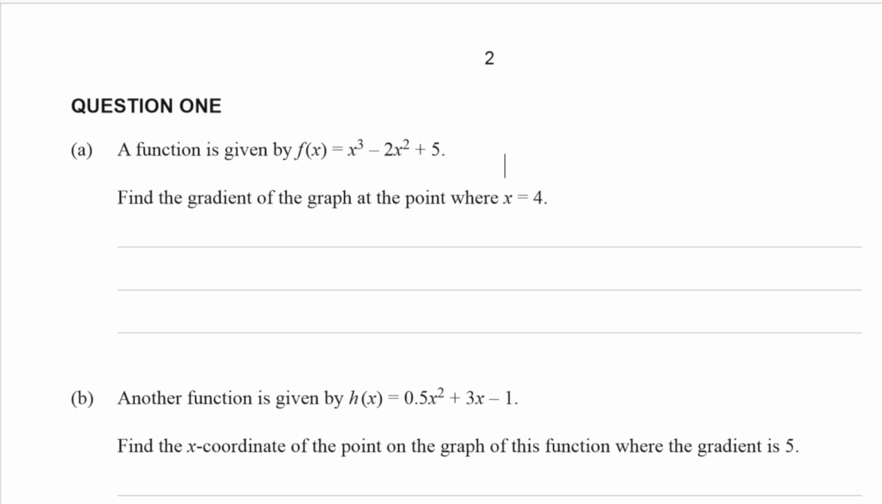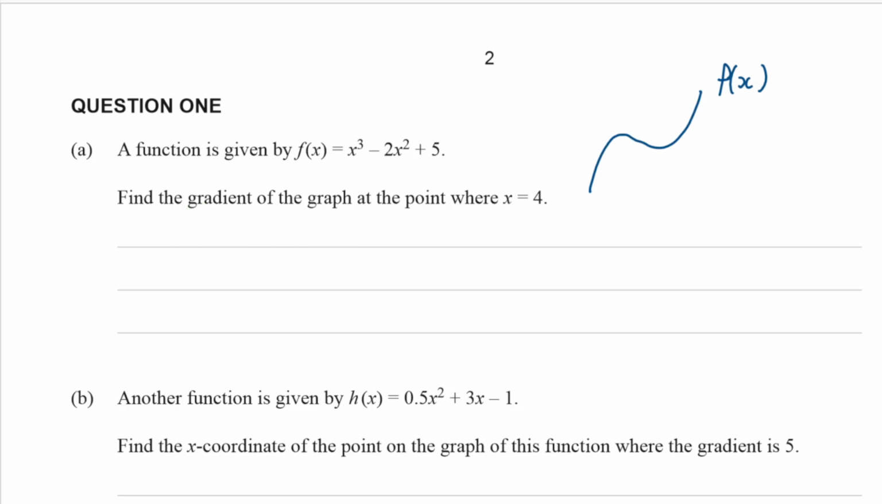We are given a cubic function, and it is a positive cubic because the coefficient of x cubed in this case is positive 1, so it will look something like so. Right, so that's our f of x. And the question is asking us to find the gradient of this graph when x equals 4. So alarm bells ringing, it's asking for the gradient.